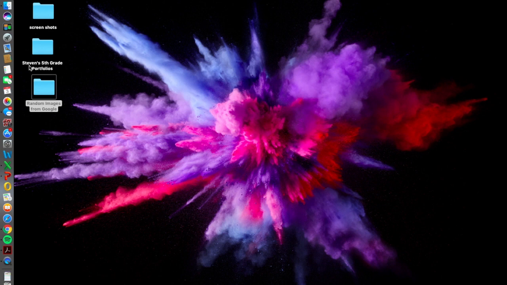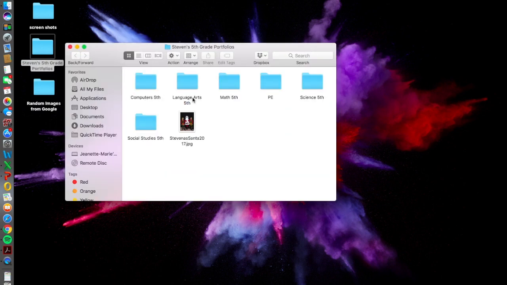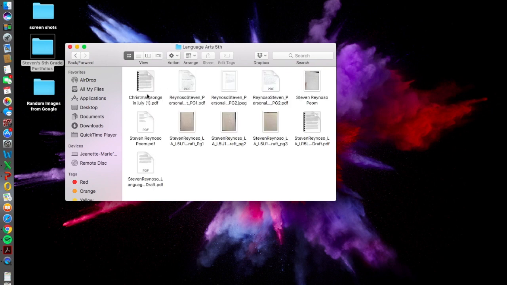So I have this folder here. It says Stevens 5th grade portfolios, and if we click on that, you'll see inside I have a subfolder for each class. This is actually a picture that I sent to his teacher, and that's why that's in here. So for language arts, if we open that, you'll see all of the different things that we have done so far for school and how I name them.